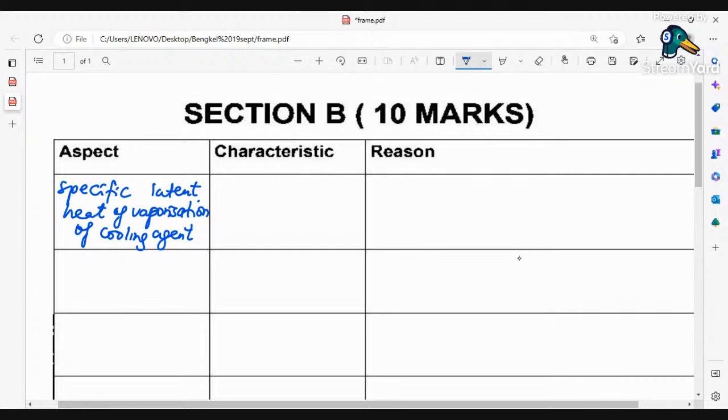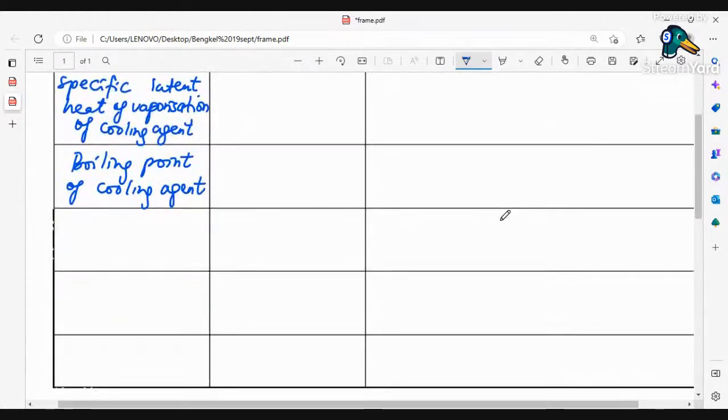The second aspect is about boiling point of cooling agent. Third aspect is about shape of condenser pipe.